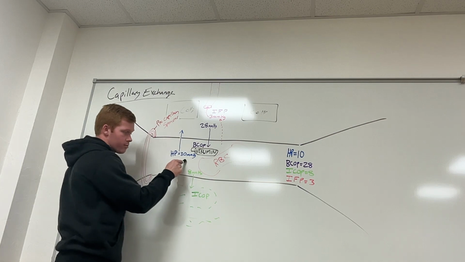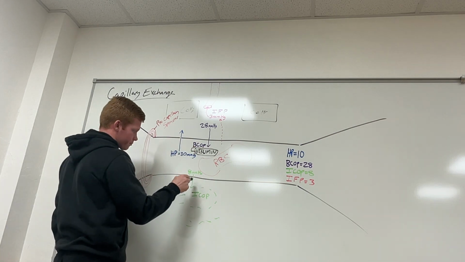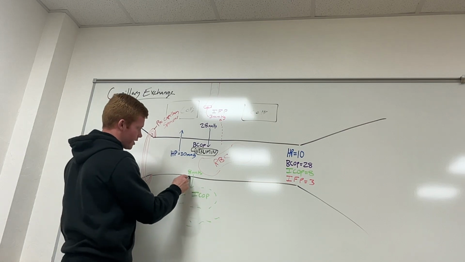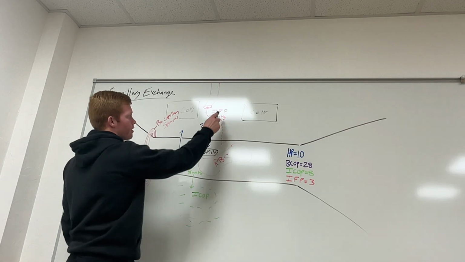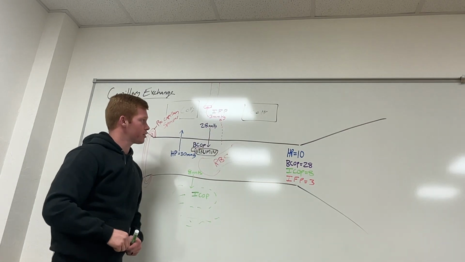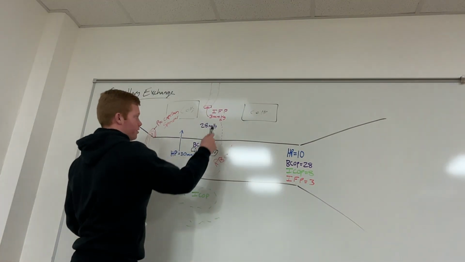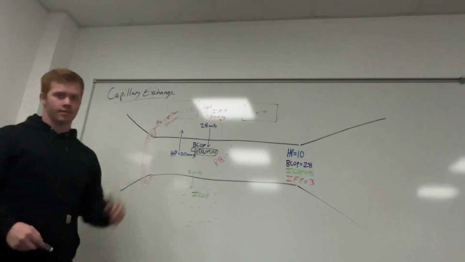Hydrostatic pressure, 30 millimeters of mercury. Interstitial colloid osmotic pressure, 8 millimeters of mercury out. Interstitial fluid pressure from the lymphatic vessel, that has 3 millimeters of mercury, bringing stuff out.